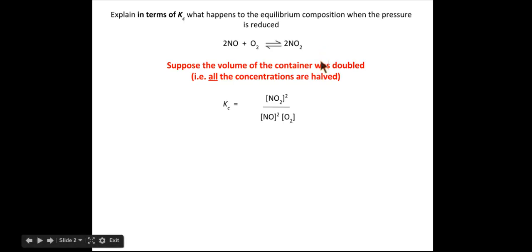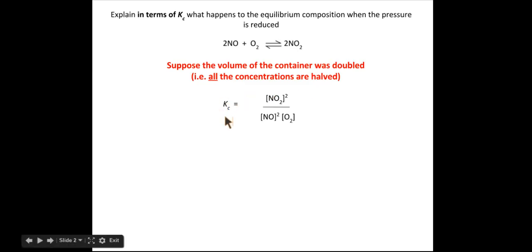Now, before I go into this in terms of Kc treatment, I'm going to just think about it in terms of AS, with just Le Chatelier's principle. The reduction in pressure favours the side of the equilibrium with the most moles. So we know, hopefully from AS, that a reduction in pressure will send this equilibrium over to the left-hand side. The problem is that is not explained in terms of Kc. So we've got to give a slightly more complex explanation.